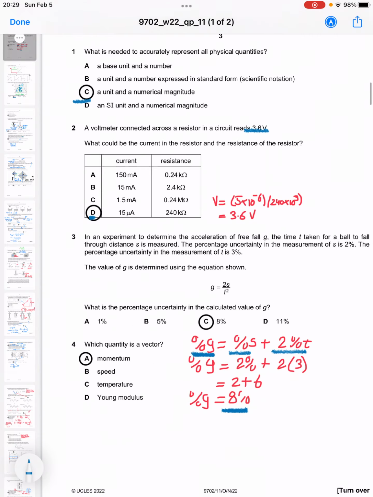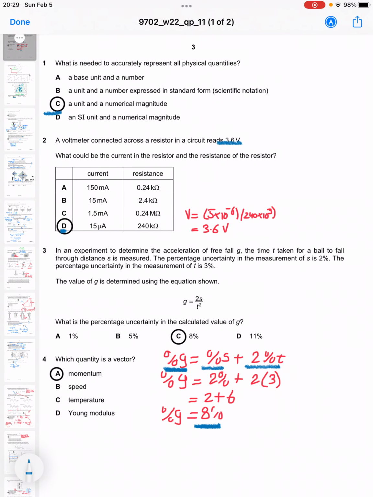Question number 3 says that the percentage uncertainty in displacement is 2%, in time is 3%, and what is the percentage uncertainty in g? So the percentage uncertainty in s plus 2 times the percentage uncertainty in t would make 2 plus 3 times 2, which would make up 8%, so C is the appropriate answer.